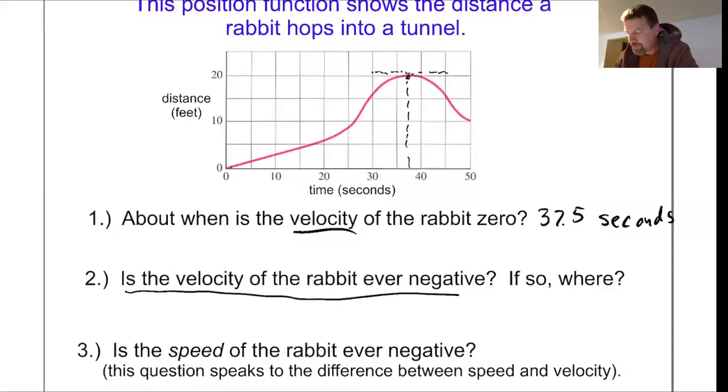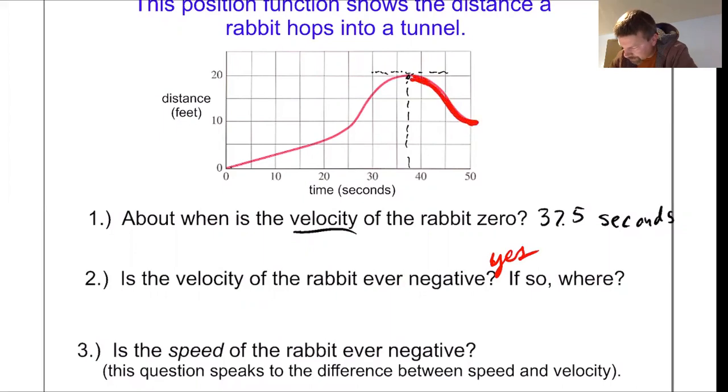Is the velocity of the rabbit ever negative? Well, again, velocity would be the derivative, so it's basically asking, is the slope ever negative? And the answer is going to be, again, yes. If so, where? Well, during this entire section here, my slope is a downward slope. So from 37.5 seconds all the way to 50 seconds.